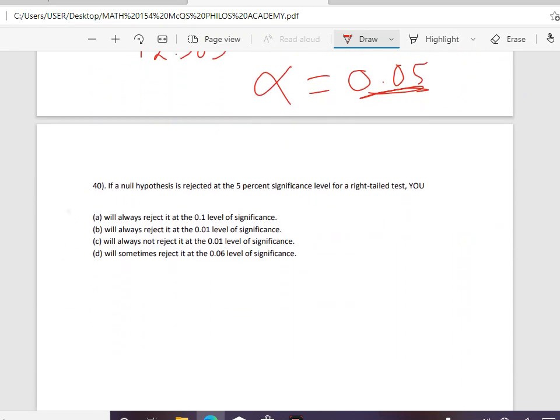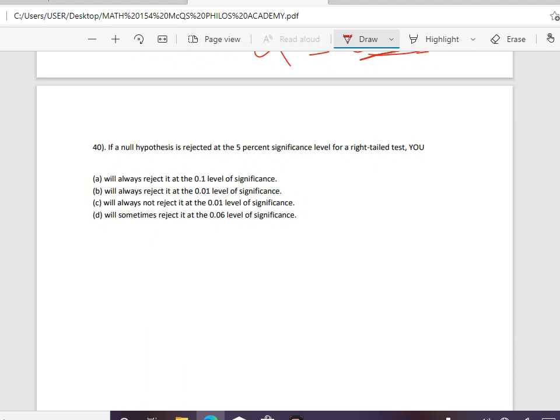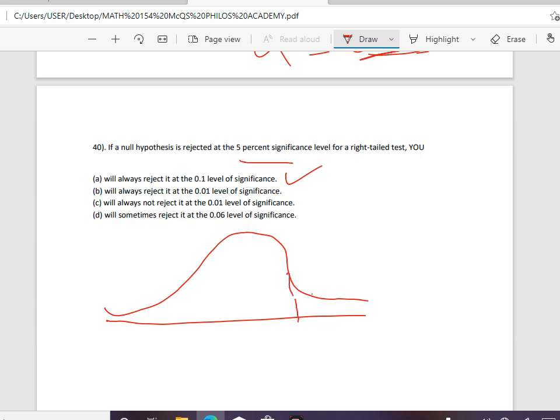Then question 40. If a null hypothesis is rejected at a 5% significance level for a right tail test, you... now here the answer is A. The reason is that let's look at something. At a 5% significance, 5% means 0.05. So at 0.05 significance, for a right tail test, what will happen?